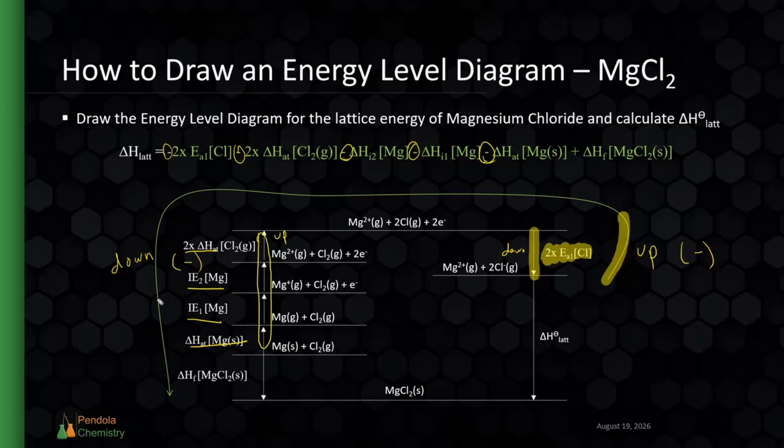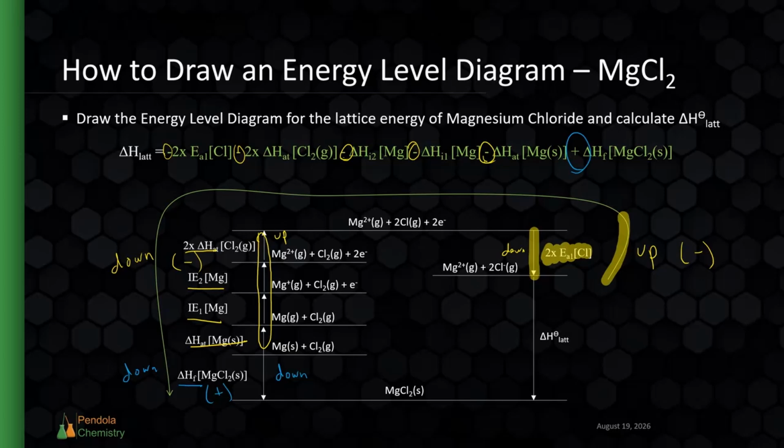And then finally, down here, this arrow is going down, this arrow is also going down, and because they agree, that one's going to be positive. So delta HF is going to be positive. That's one way to do it. You can also use the mathematical way we learned earlier.